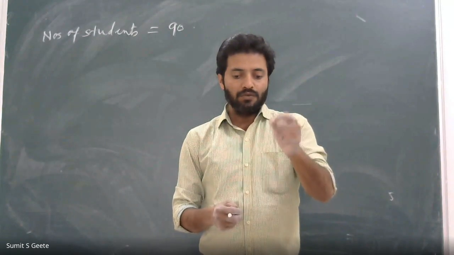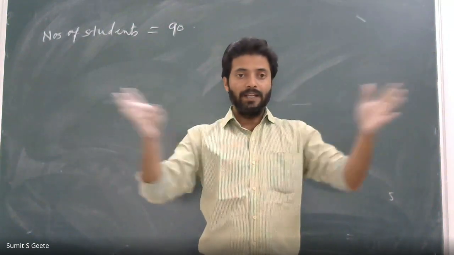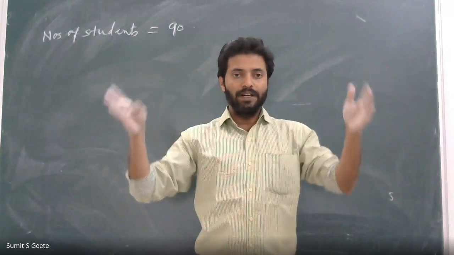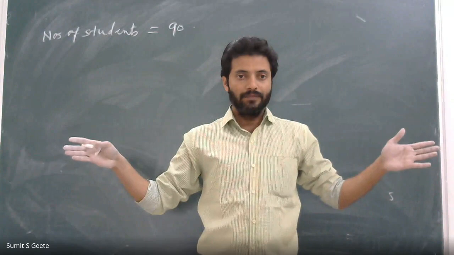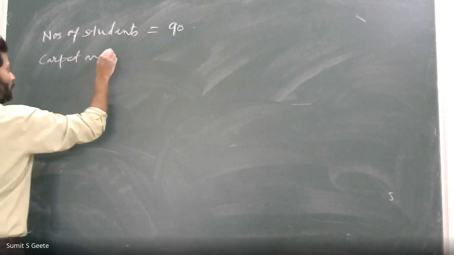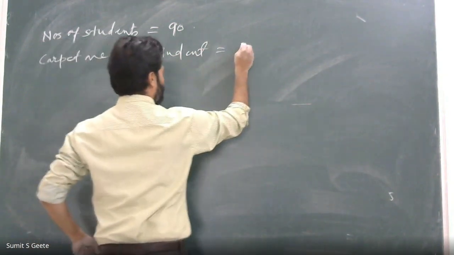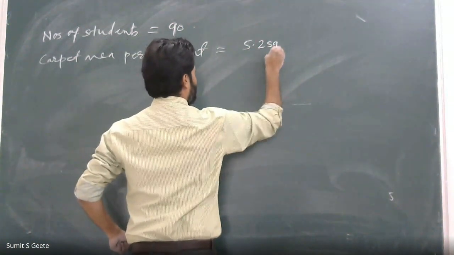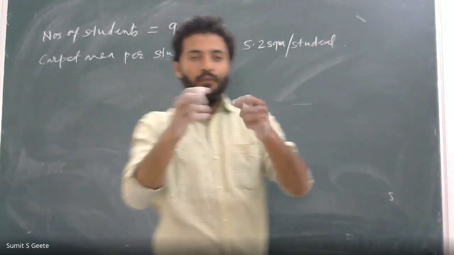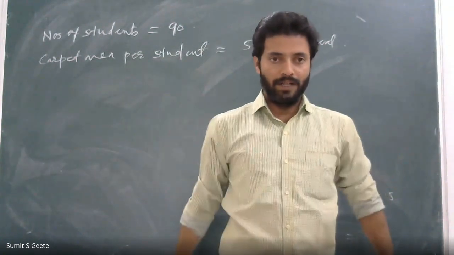Now we will see what data is given to us. Carpet area required per student is 5.2 square meter per student. Means the value of carpet area is not defined directly. They give that for one student you require 5.2 square meter of carpet area. So carpet area per student is equal to 5.2 square meter per student. एक स्टूडेंट को 5.2 का कार्पेट एरिया चाहिए हॉस्टल रूम में. This is the data given here, right?